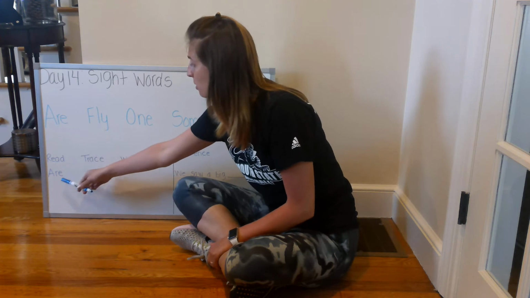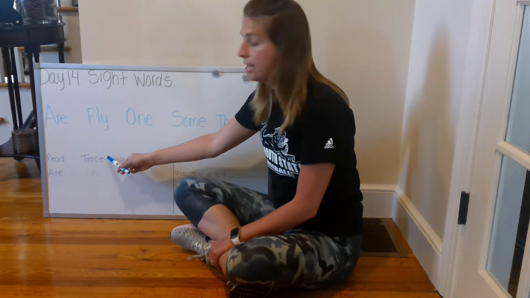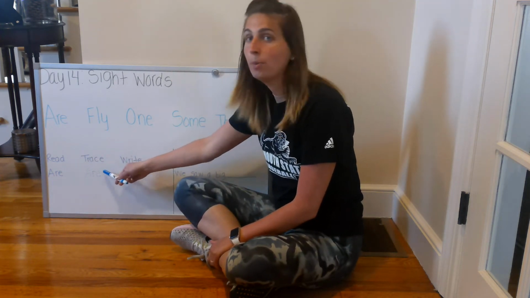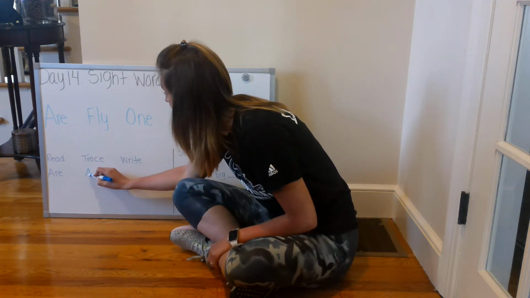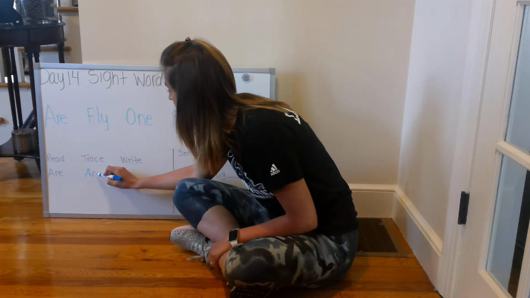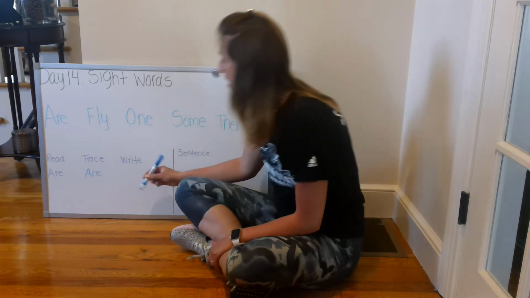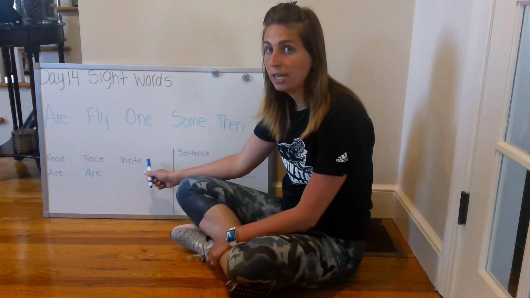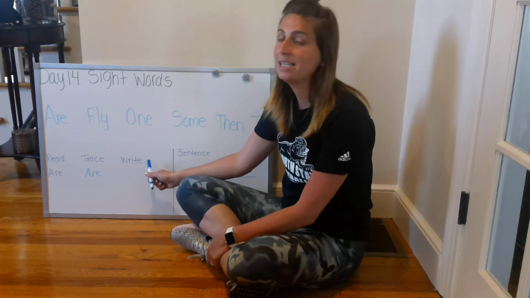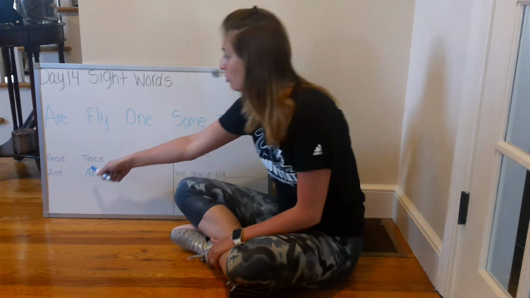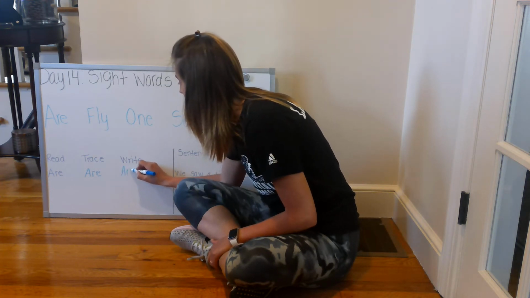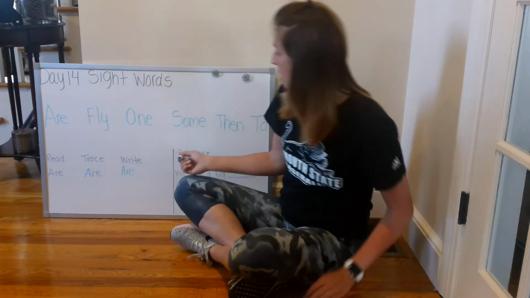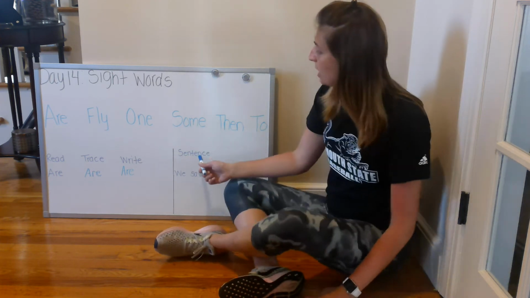So I'm going to read the sight word, which is are. Now I'm going to trace the sight word are by saying each letter as I trace it. A, R, E. Now I'm going to write the sight word, and I'm going to write it on my own by saying each letter as I write it. I'm writing the sight word are. A, R, E.